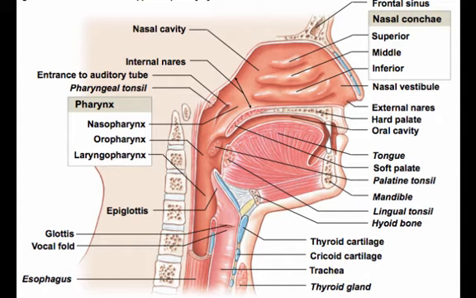Within the oral cavity is the hard palate that forms the floor of the nasal cavity and separates the nasal cavity from the oral cavity. The hard palate is part of the maxillary bone as well as the palatine bone. Posterior to the hard palate is the soft palate. The soft palate divides the superior nasopharynx from the lower pharynx.